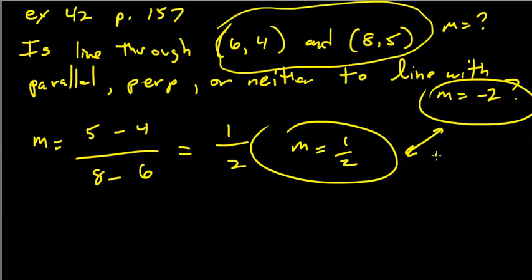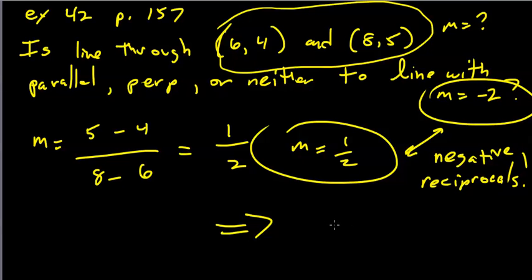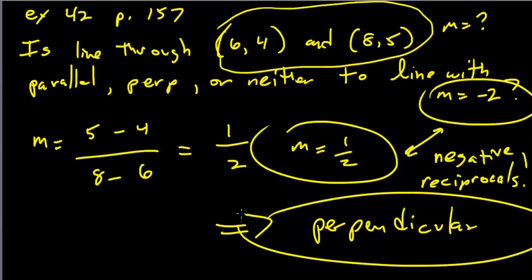All right, so let me make a note of that. These are negative reciprocals of each other. And if slopes are negative reciprocals, that implies they are perpendicular lines. So your answer to this question should be a nice boxed perpendicular. Okay? We'll look at exercise 52 in the same list, same page.